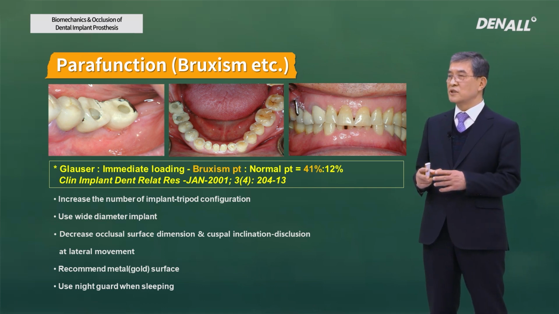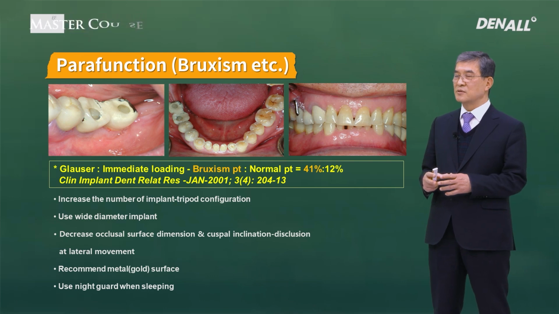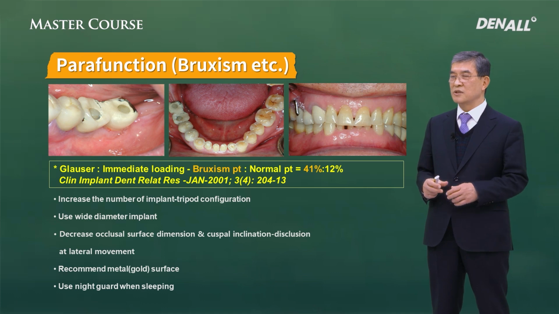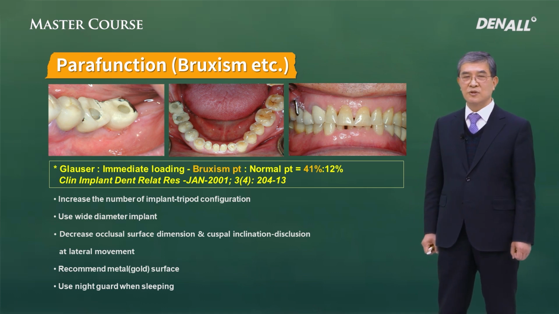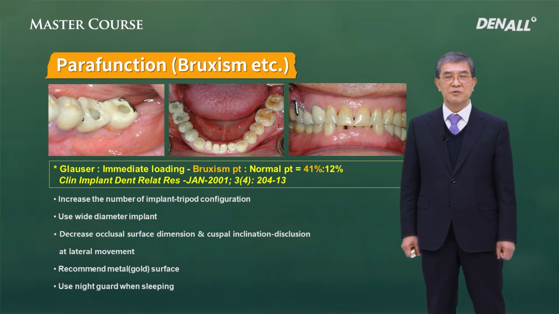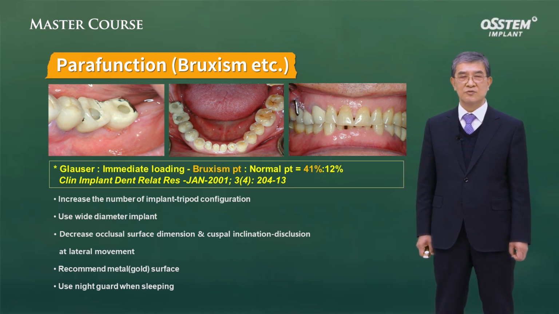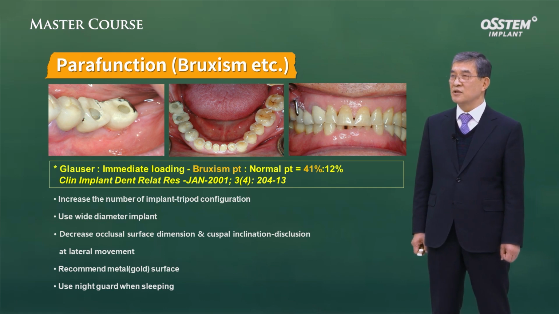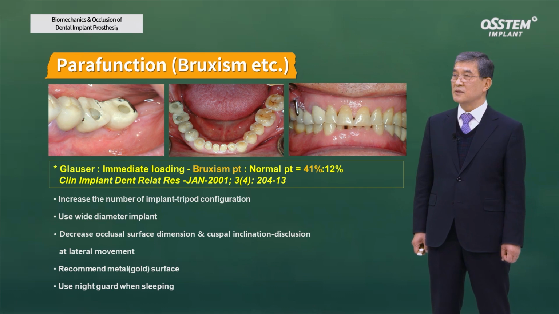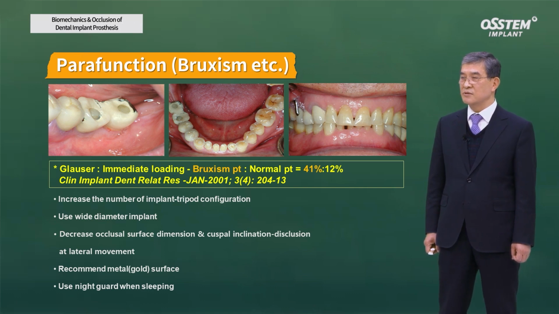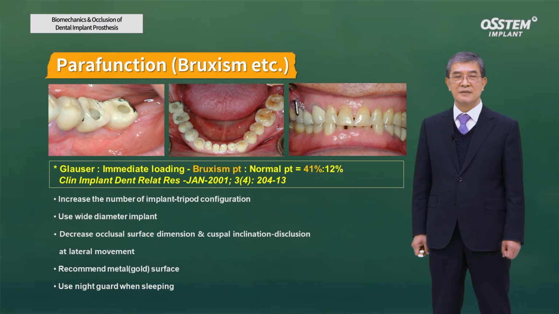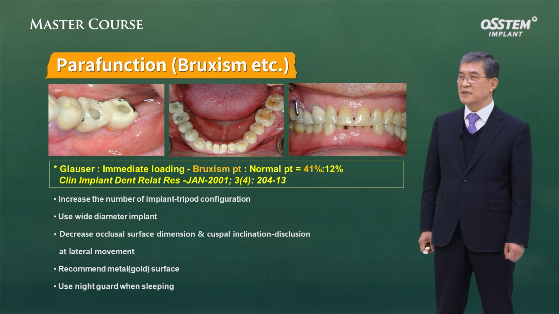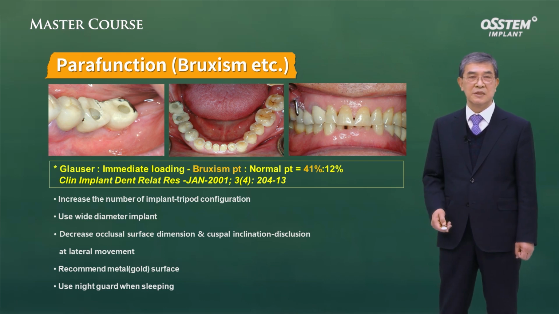When you come up with a treatment plan for that patient, we need to place wider implants and reduce the occlusal table to reduce occlusal force. Also, decrease the cuspal inclination, therefore minimizing interference upon lateral force. In the case of a porcelain occlusal table, there can be a higher percentage of fracture. Therefore, it is important to provide a gold occlusal table. And when the patient sleeps at night, you need to tell the patient to wear the night guard in order to minimize the effects of bruxism.